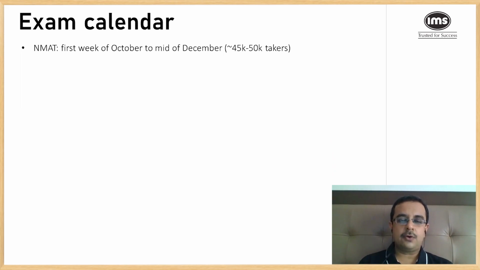The testing window for the NMAT starts from the first week of October and goes on right up till the middle of December. Nowadays, the exam season starts with the NMAT. The NMAT typically has about 45 to 50,000 takers across its total testing window, and since people can take it multiple times, the total number of attempts typically turns out to be around 70 to 75,000.